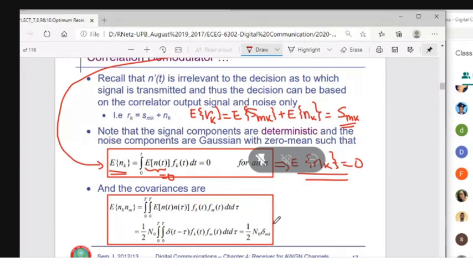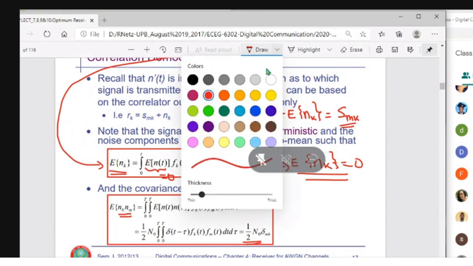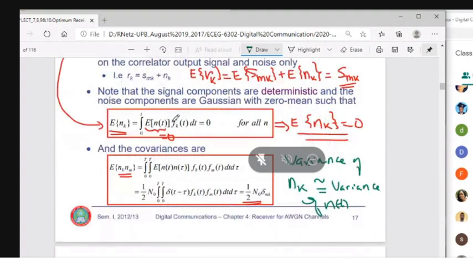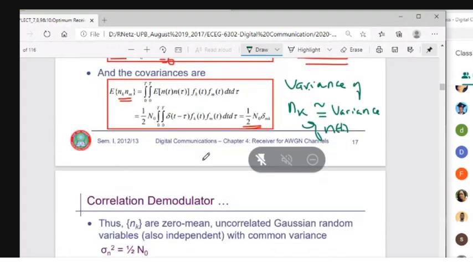We're not going to do the proof, but the variance of n_k would be the same as the variance of n of t. We can conclude that the variance of n_k is the same as the variance of n of t. In other words, the mean and the variance of the coefficient n_k follow the mean and the variance of n of t. So now the question is, how much would be the variance of r_k?